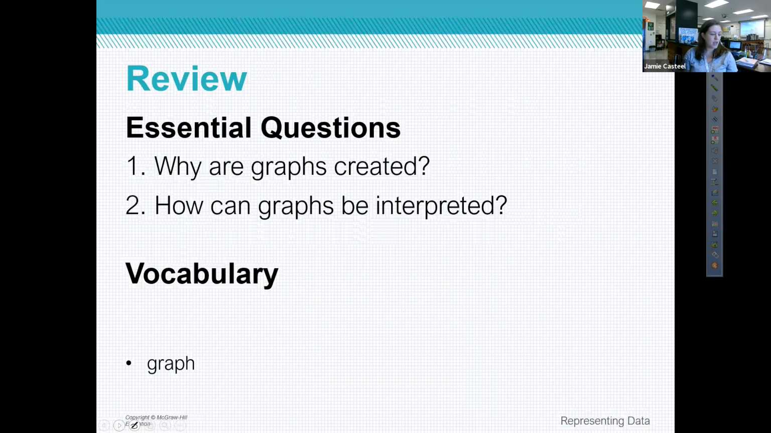All right. That's pretty much it on graphing. We're going to do a lot more practice. I'm going to have you do a lot of work for the ACT practice, but remember, why are they created? What was the point? And how can we interpret them?